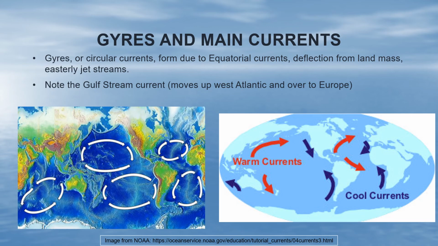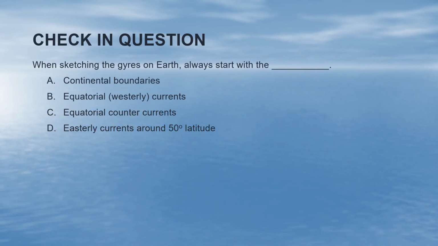Okay, another check-in question. When we're sketching the gyres on Earth, should you always start with which part? So where do you start your sketch? With continental boundaries, the equatorial westerly currents, equatorial countercurrents, or the easterly currents that are around the 50-degree latitude?